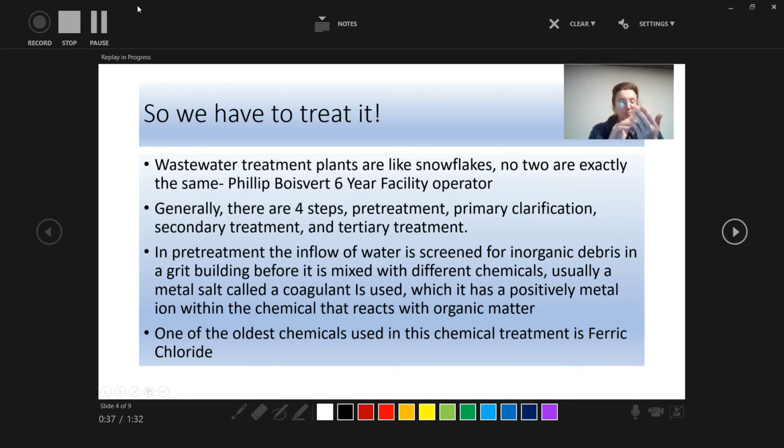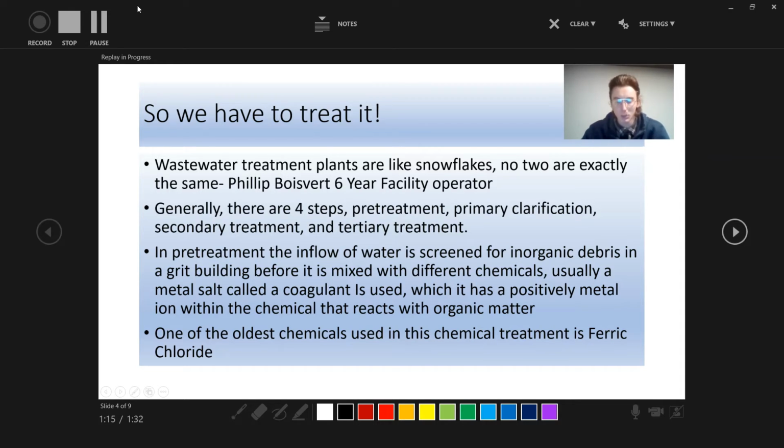And so, generally, in between the pre-treatment and primary clarifiers, there is a tubing with mixers that mix chemicals into the flow of water, so that by the time the water reaches the primary clarifiers, the coagulation has already occurred. Coagulation is when small particles react with an aqueous solution to form solid clumps of material.